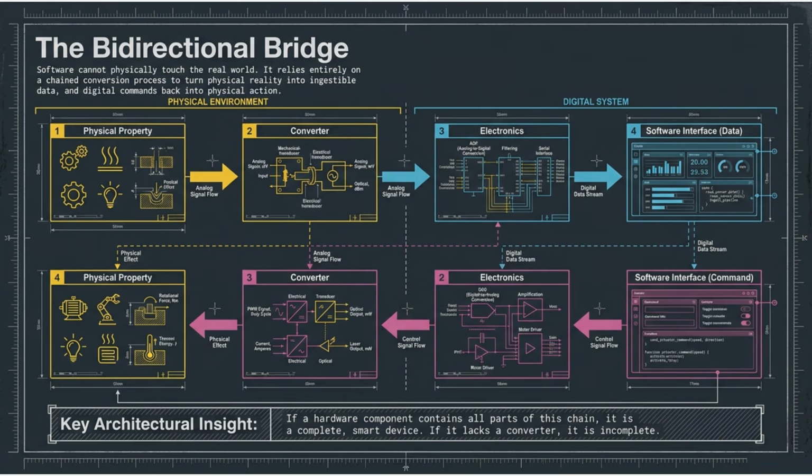The bidirectional bridge. Software cannot touch the physical world directly. Data flows in: physical property to analog transducer to ADC to software read sensor data. Commands flow out: send actuator command to DAC to motor driver to physical effect. If hardware contains the full chain, it is a complete smart device. Incomplete hardware stops at raw registers. Good APIs hide that behind clean abstractions.